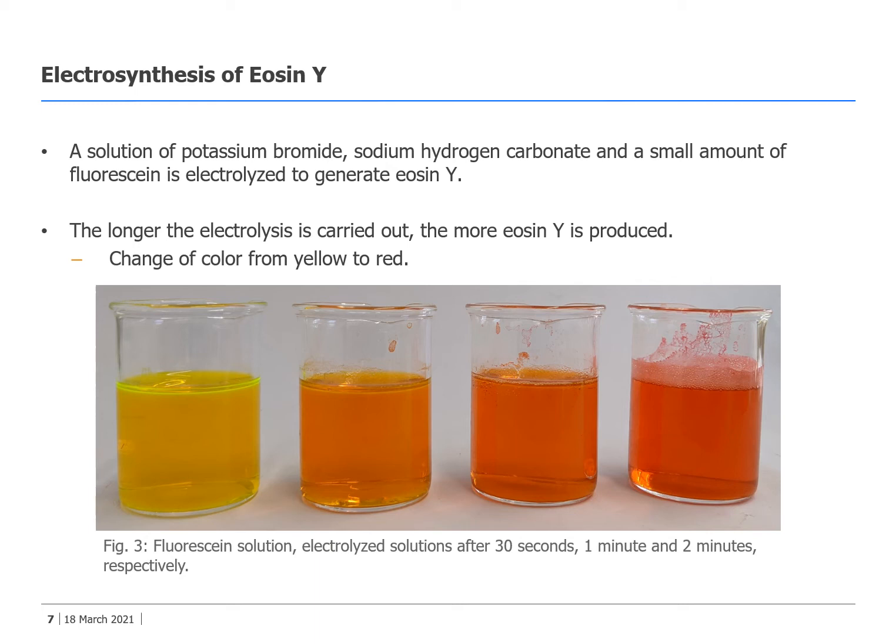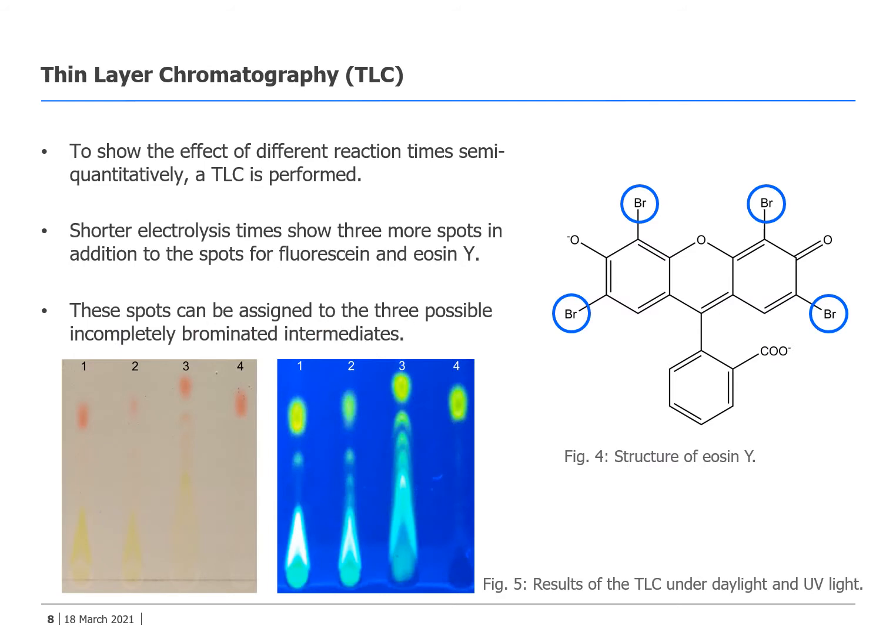Not shown here is the intense green fluorescence of the fluorescein under UV light, which decreases over the course of the electrolysis. The solutions obtained can be studied in more detail in the next step. To show the effect of the different reaction times semi-quantitatively, a thin layer chromatography is performed. The mobile phase used consists of a mixture of methyl-ethyl ketone, ethanol, and ammonia solution.